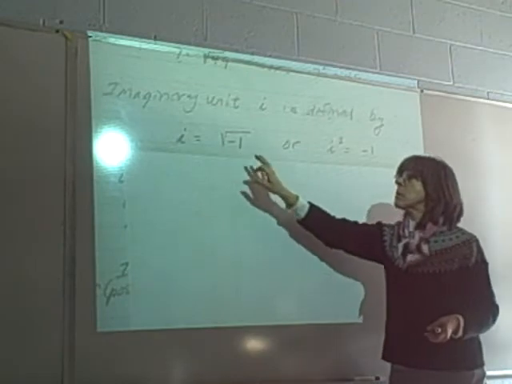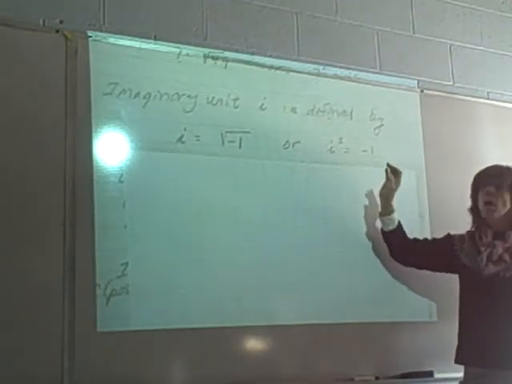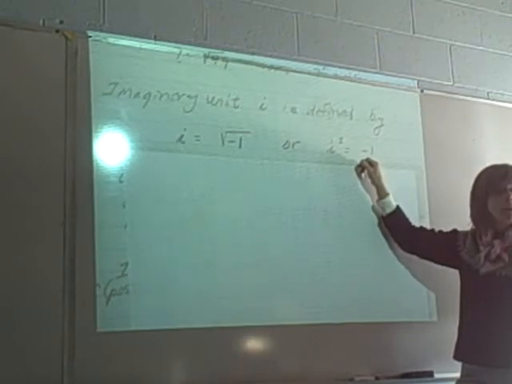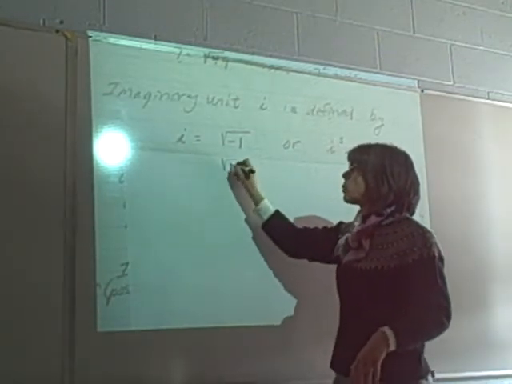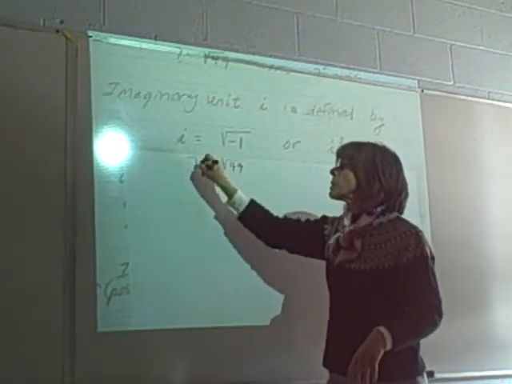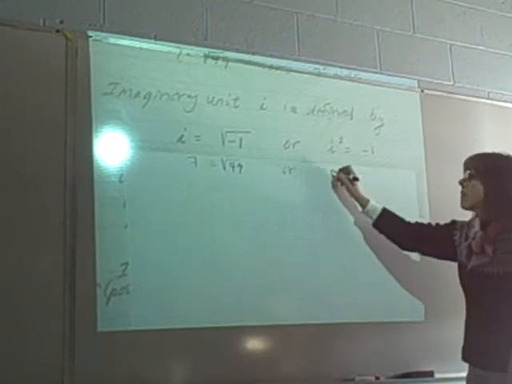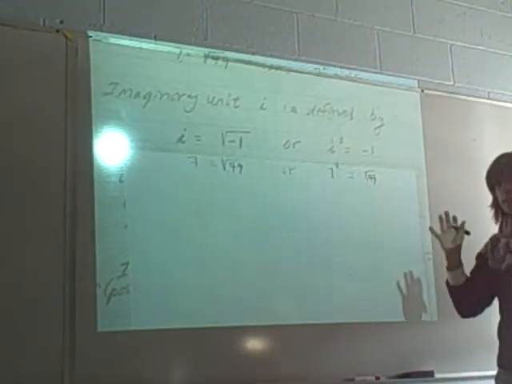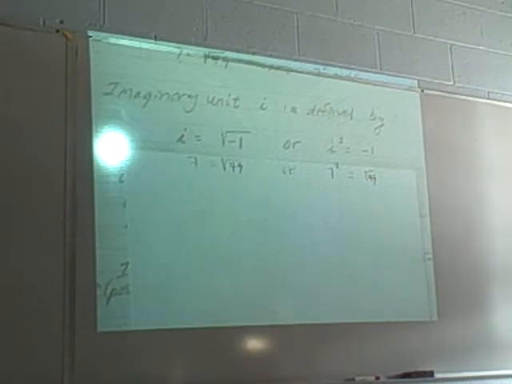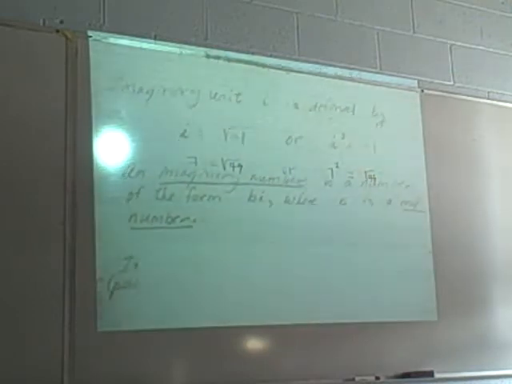So does this make sense that i squared will equal negative 1? Okay, so just before I had said to you that the square root of 49 equals 7, or if I have 7 squared would equal 49. So you need to be able to kind of go back and forth. And sometimes people have a hard time with that. Okay? All right.